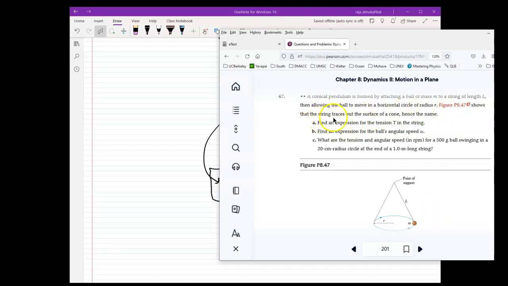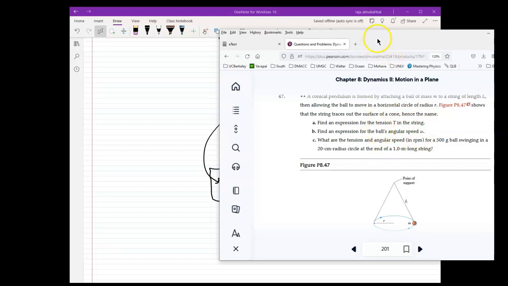The figure shows the string. Okay, so those are the questions. He said, A, find the expression for the tension of the string. B, find an expression for the ball's angular velocity, omega. And C, what are the tension and angular velocity for the given values, and so on. So I'm going to do A and B. For C, basically just plug in the numbers into whatever expressions you get for A and B. You see what I'm saying?